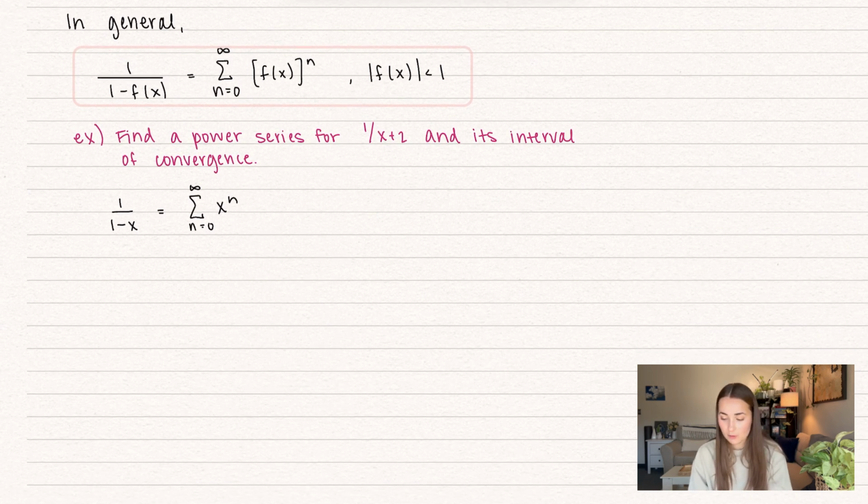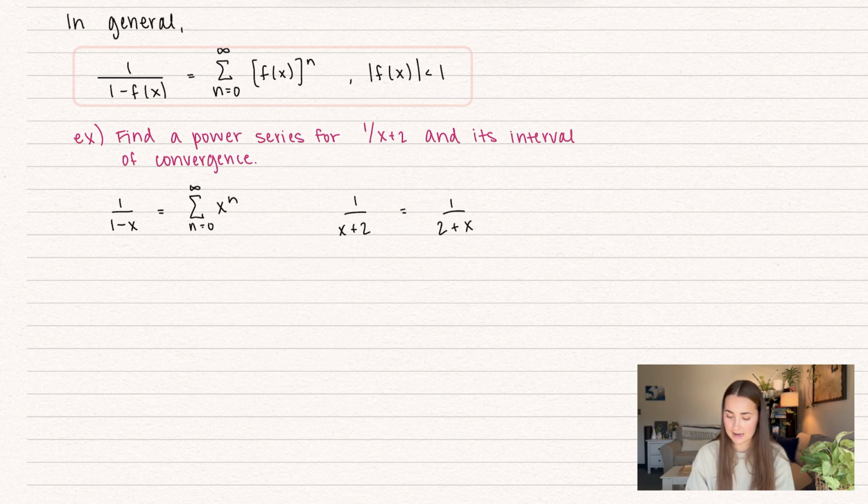We want to find a power series for 1 over x plus 2, and we also want to find its interval of convergence. So let's go ahead and use the fact that we know that 1 over 1 minus x is equal to the summation x to the n. Now what I want to do is manipulate 1 over x plus 2 to look something of that form. The first thing I'm going to do is just switch the order.